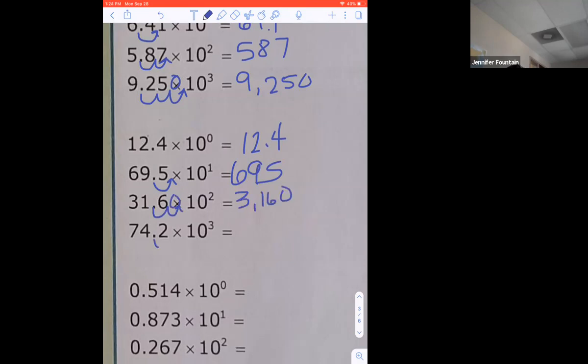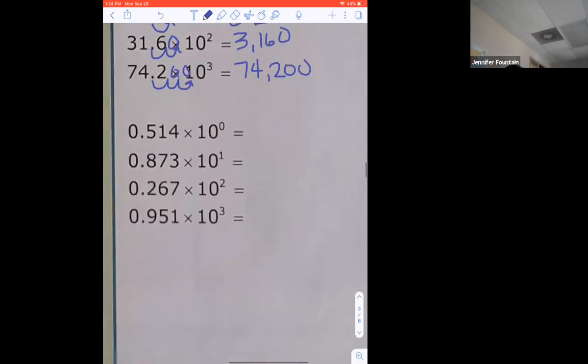74.2 times 10 to the third, I need to move it 1, 2, 3 places, add in 2 zeros, so I end up with 74,200. And then the last section, 0.514 times 10 to the 0. 10 to the 0 is equal to 1, so I have 0.514. 0.873 times 10 to the first power.